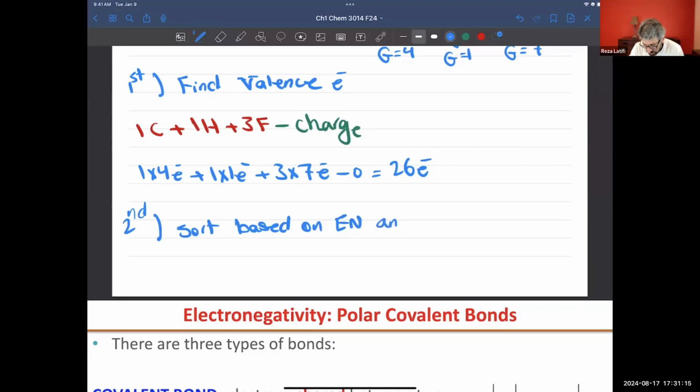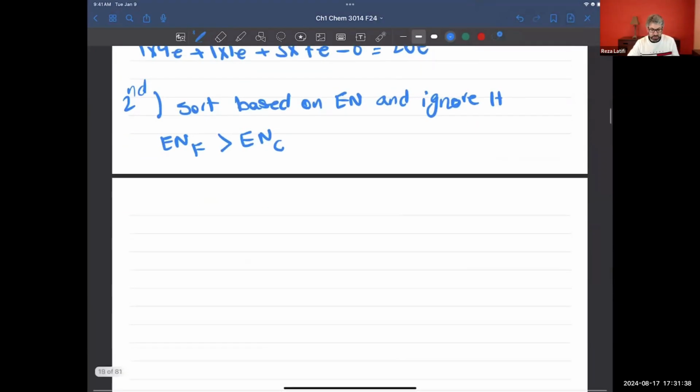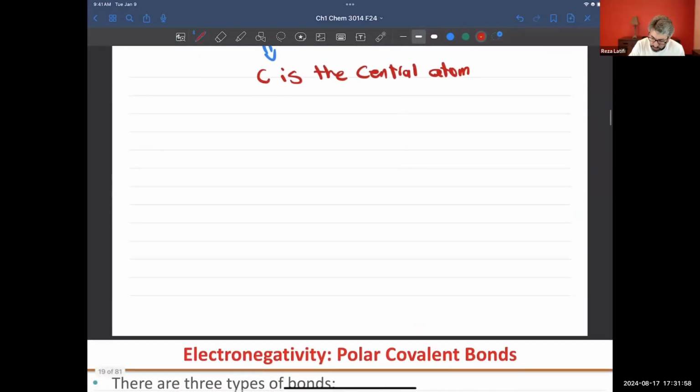And ignore hydrogen. So I have only carbon and fluorine, and I'm going to say the electronegativity of fluorine is higher than the electronegativity of carbon. What does it mean? It means carbon is the central atom. And how many electrons do we have? 26. So write the 26 somewhere for yourself, and put carbon in the middle.